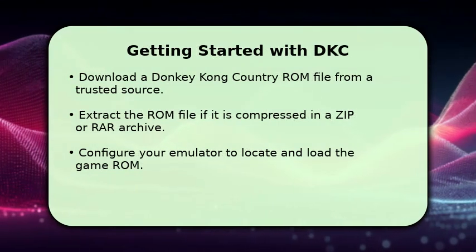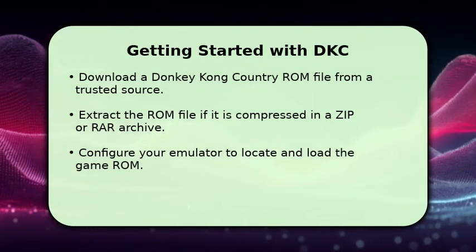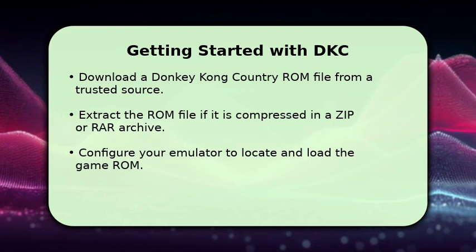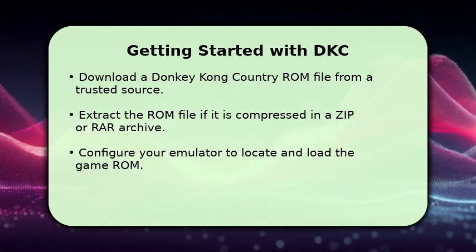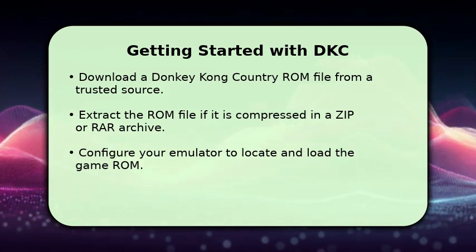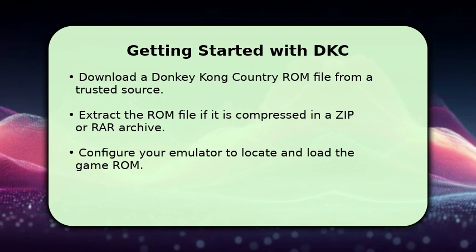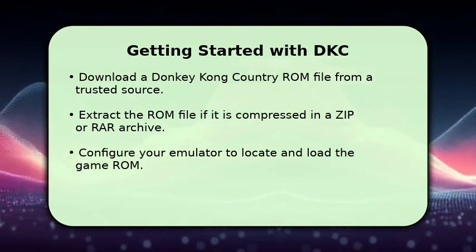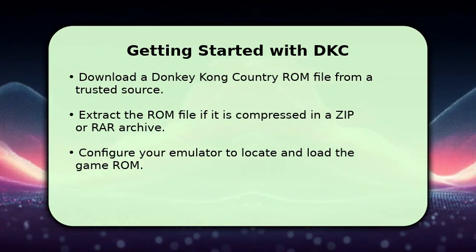Once you have your emulator, the next step is to obtain the Donkey Kong Country game file, known as a ROM. After downloading, you might need to extract it from a compressed archive like a ZIP file. Then, open your chosen emulator and use its file menu to load the ROM. This simple process will launch the game, ready for you to begin your adventure.